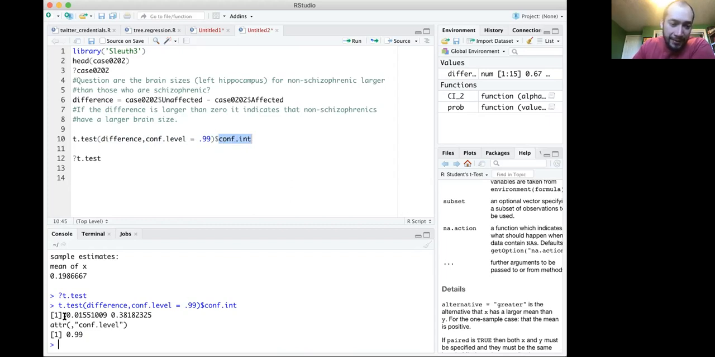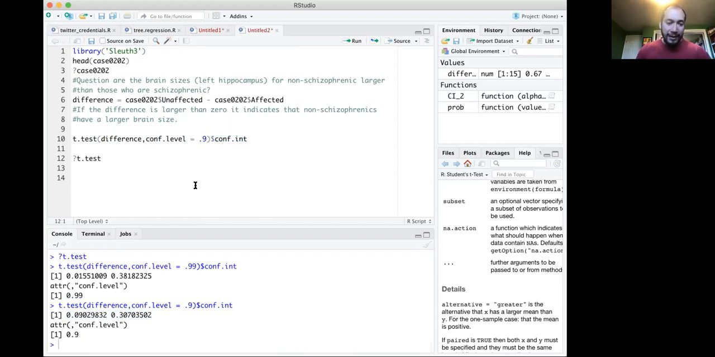And here's my confidence interval. It's 0.015 to 0.38. Okay. If I wanted a 90% confidence interval, it'd be a 0.9. And notice that I get a different confidence interval right here. In particular, this is a smaller confidence interval than this one with a larger amount of confidence. Okay. So I'm going to ask you two questions.